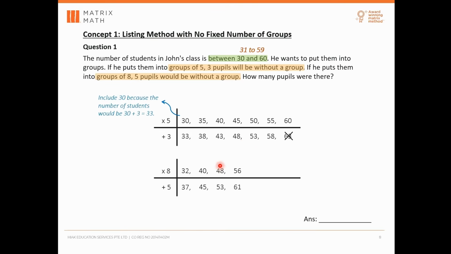Is it do we just match any number that is the same? No, we will only match the number that is in the second row. Okay, because the second row is after adding the extra students, right? So that is actually the possible answer for the number of pupils in the class. You do not take the one without the extra. You do not take the multiple of 5 or multiple of 8. So the one you're supposed to match is after adding 3, after adding 5. So answer is 53.